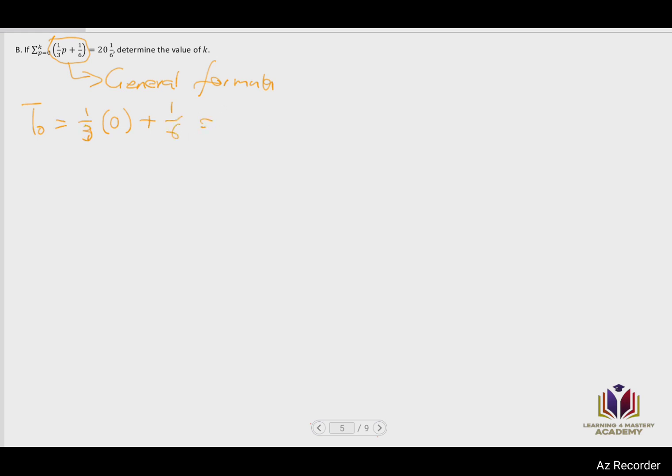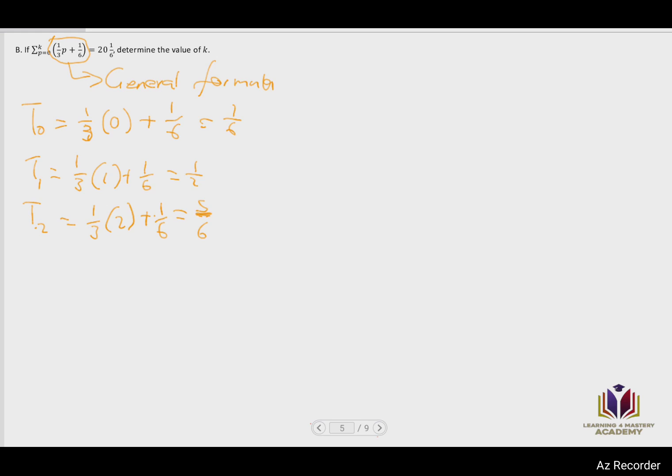Okay, what does this give us? It's going to give us 1/3, open bracket, 0 plus 1/6, which is obviously 1/6. Okay, then we go to t1, 1/3 times 1 plus 1/6 equals, then you just go back to your calculator. Then you go to t2, 1/3 times 2 plus 1/6. You just go to your calculator again, you check, 5/6.